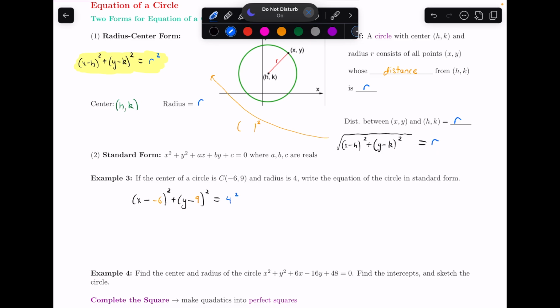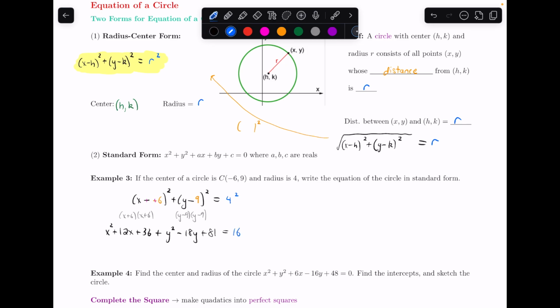Okay. Now to get it in standard form, we need to distribute these out. My double negative becomes a positive, so x plus 6 squared means x plus 6 times another x plus 6, and then y minus 9 times another y minus 9. I'm going to leave it to you to FOIL these out, but if you do that, the first one becomes x squared plus 12x plus 36. And if you FOILed out the y terms, you'll get plus y squared minus 18y plus 81 equals, and then 4 squared becomes 16.